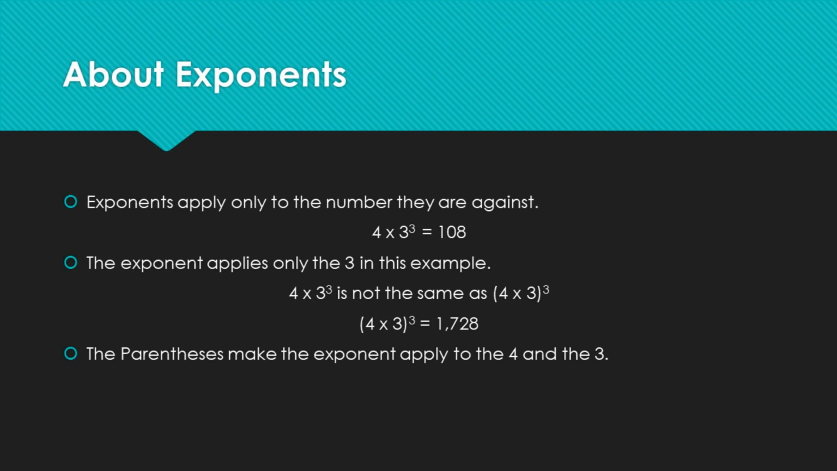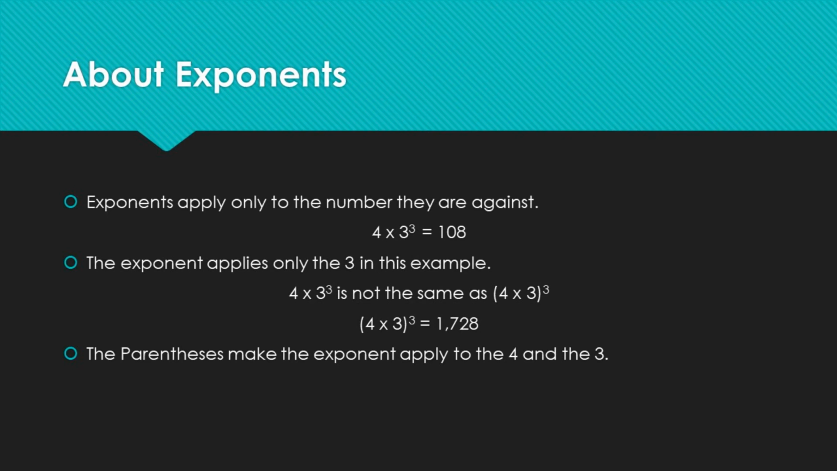I want to take a moment to talk about exponents. When an exponent appears next to a number, it only affects the number it is against. Consider the formula, 4 times 3 raised to the 3rd power. This evaluates to 108. We do our exponent first. 3 raised to the 3rd power equals 27. We multiply 27 times 4 to get 108. In the example, the exponent of 3 only applies to the 3 it is sitting against.